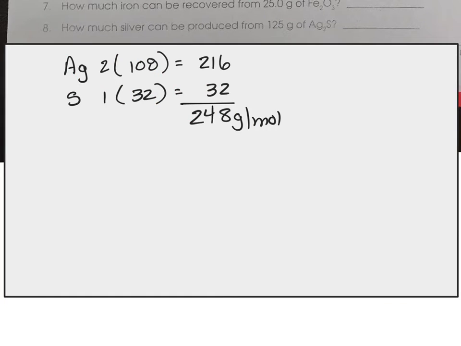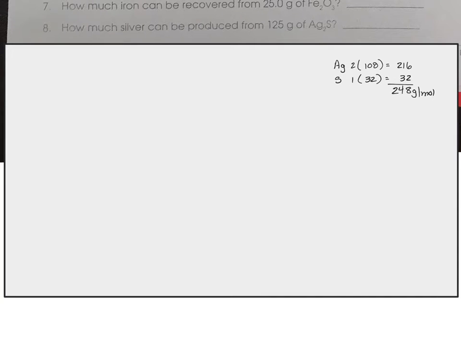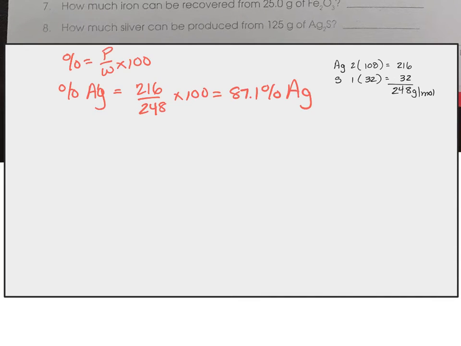Alright, there's your gram formula mass. I'm going very quickly with the gram formula mass now because we do not have to spend any time learning how to do that. So I'll stick that over there in the corner so I have it. So I quickly figured out what the percent of silver was by taking the part that was silver, dividing it by the entire thing, which weighed 248 grams per mole, and I got 87.1% silver.